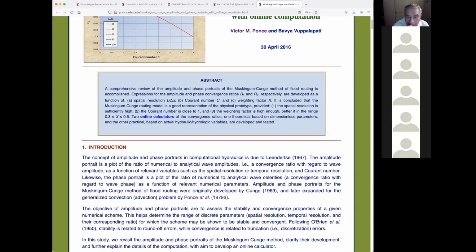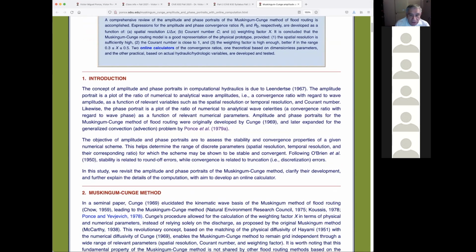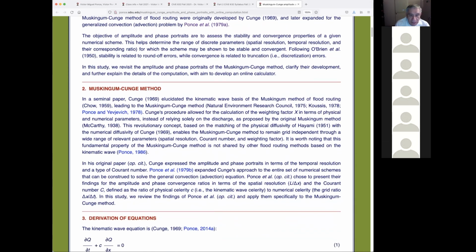Two online calculators of the convergence ratios, one theoretical based on dimensionless parameters and the other practical based on actual hydrologic variables, are developed and tested. We did this for the purpose of helping people when they're running this model. If they want to have like an EKG of what they're going to do, they could run one of these calculators and figure out how convergent the models are supposed to be or are likely to be based on theory, based on the equations. Okay, so we have the introduction, and we already know the Muskingum-Kunch method.